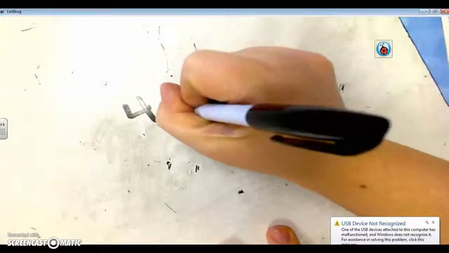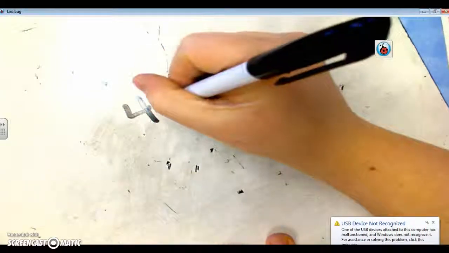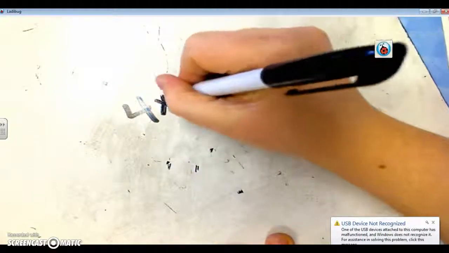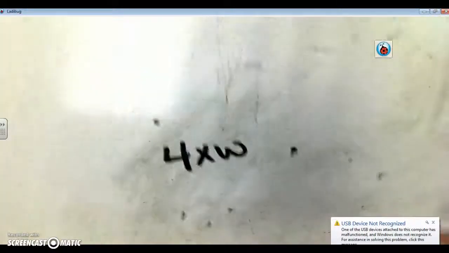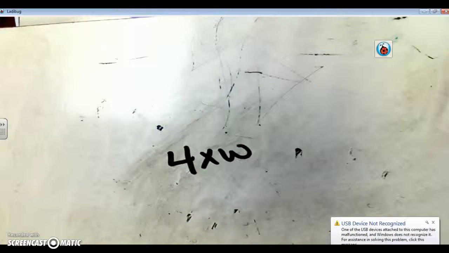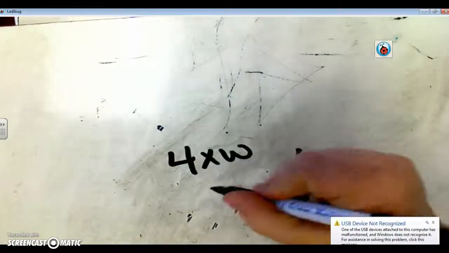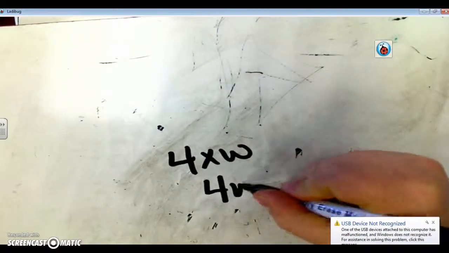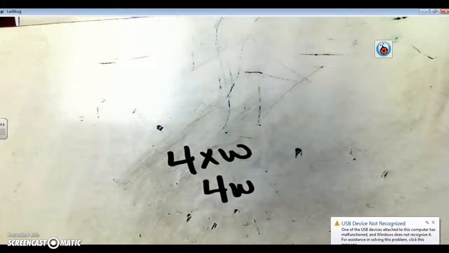Okay, so this says 4 times a number, so I could put 4 times a number. W is my variable here. I don't know what W is, right? But I also want you to understand that I could write that as 4W and not put that multiplication sign in there. But it still means multiply. Anytime I have a number next to a letter, it means you're going to multiply those two together.